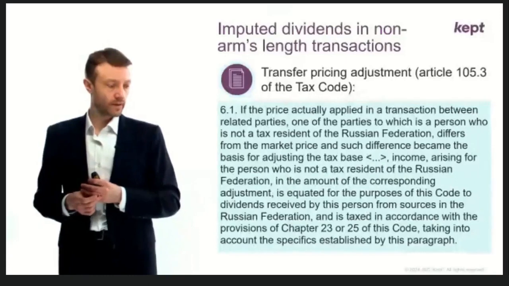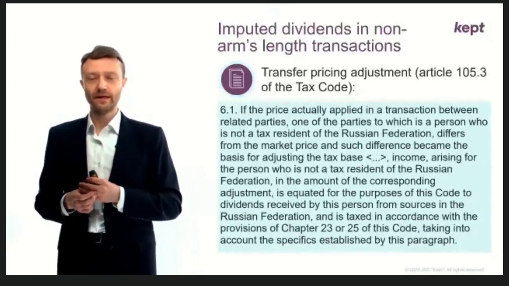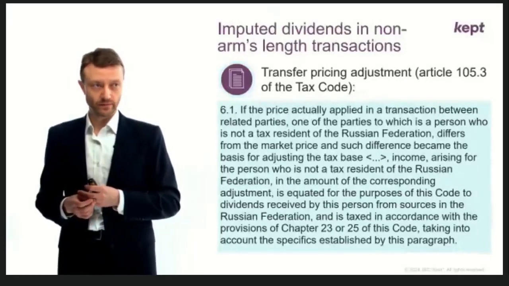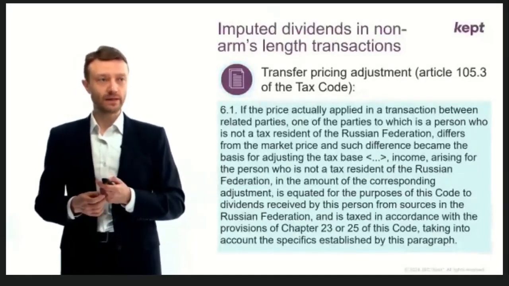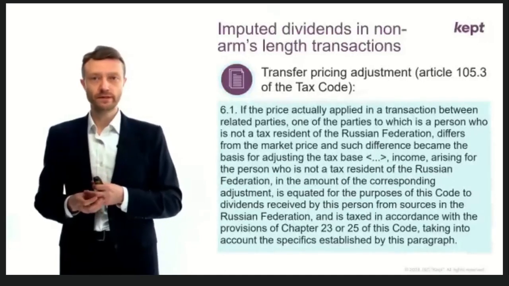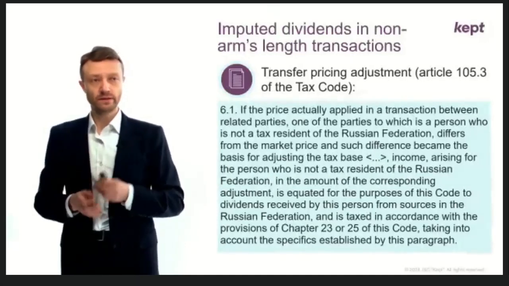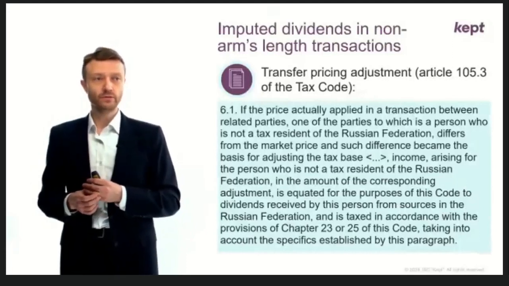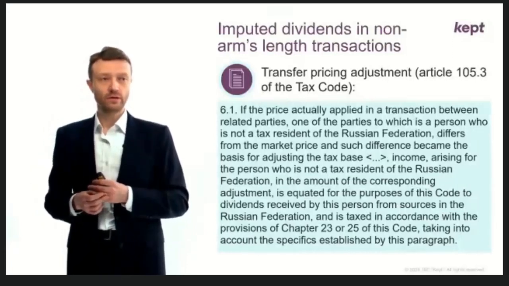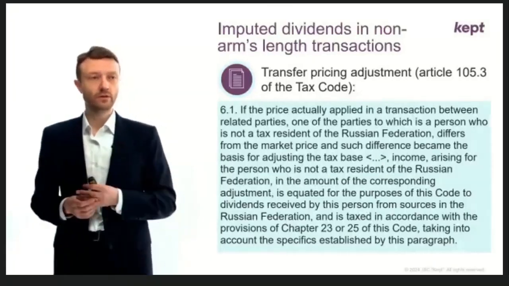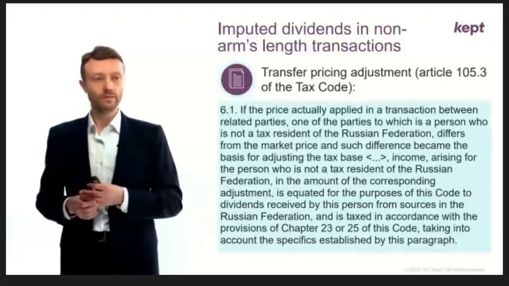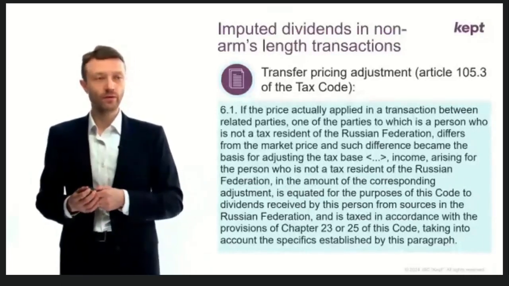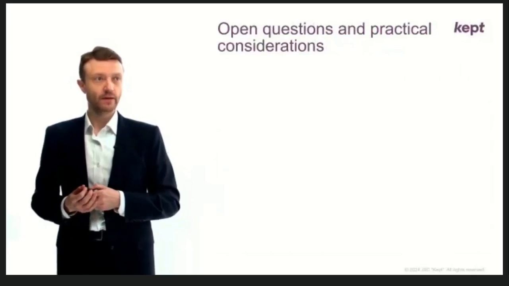Sometimes it is called constructive dividends, as a name, this term is used in Kazakhstan, for example, and we will touch upon this a bit later. But yeah, this is what it is. So not only non-arm's length transactions may lead to additional local tax for the Russian local company, but also may lead to withholding tax on the difference, on the adjustment.